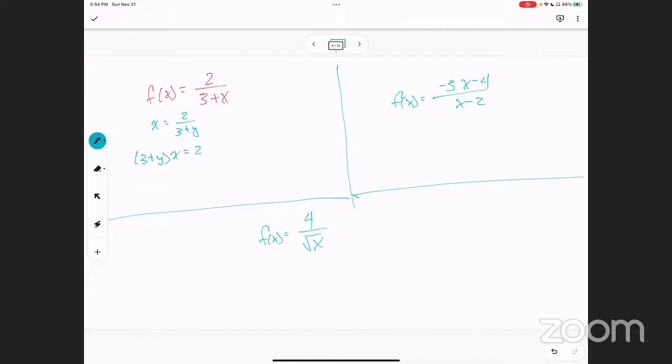Now I'm trying to solve for y. So I distribute the x in. And now I isolate the y. So I subtract 3x from both sides. And now I divide both sides by x. And there's your inverse function.